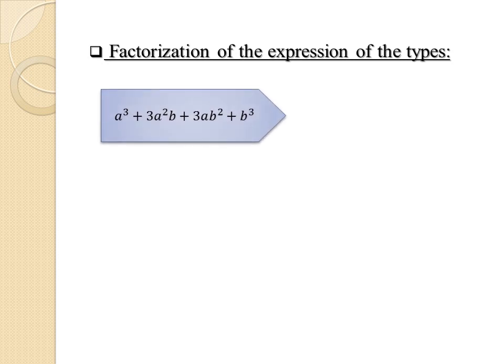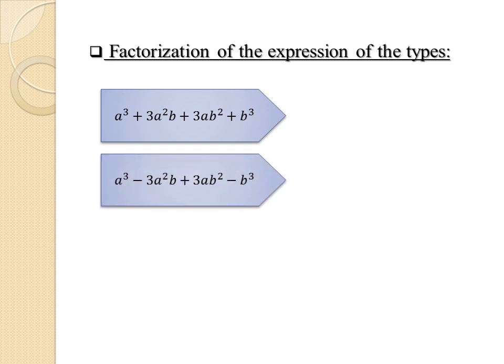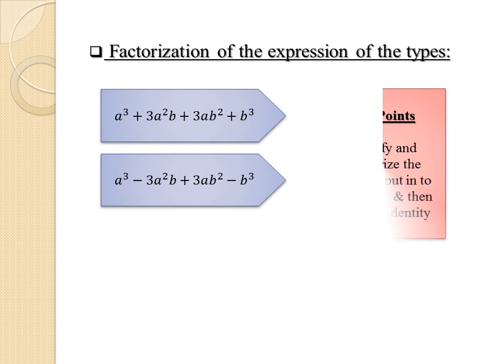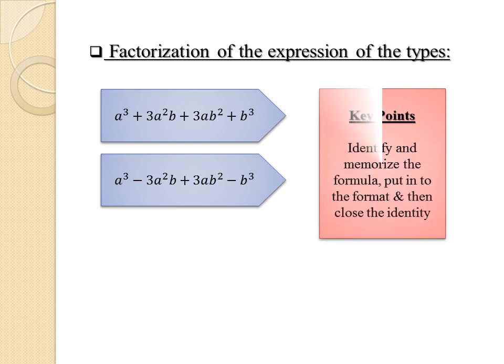Now let's move on to the discussion about the factorization of the expression of the following two types. First one is a cube plus 3a square b plus 3ab square plus b cube. Second one is a cube minus 3a square b plus 3ab square minus b cube. The basic key points to solve both these types of equations are just to identify and memorize the formula, put it into the format, and then just close the identity.